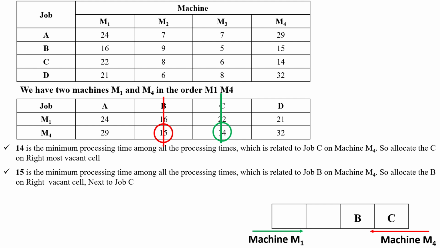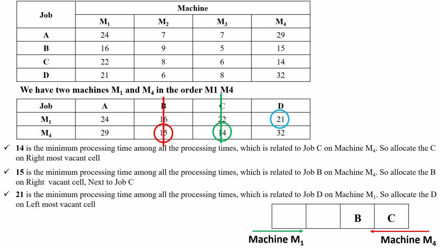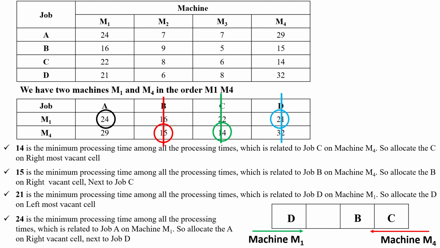So the next minimum processing time is 21, which is related to job D on machine 1. So we have to allocate job D on the leftmost vacant cell. So in the leftmost vacant cell, you have to fill job D. So the next minimum processing time is 24, which is related to job A on machine 1. So we have to allocate job A on the left vacant cell next to job D. So next we have to remove the job A column also. So we got the sequencing order.